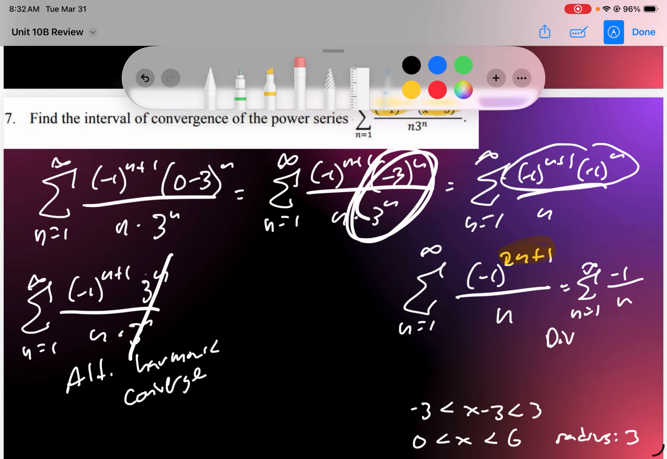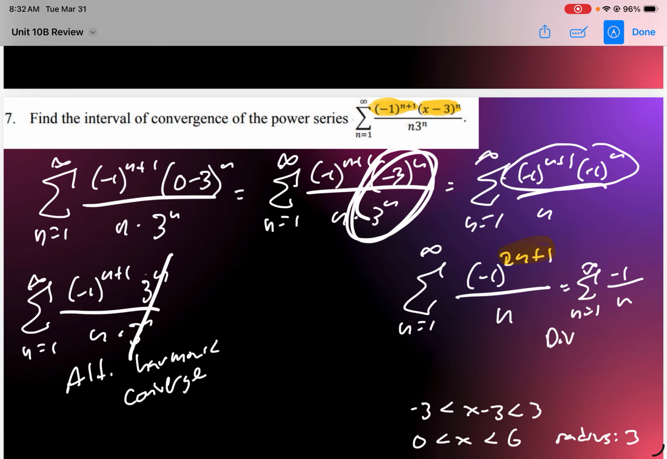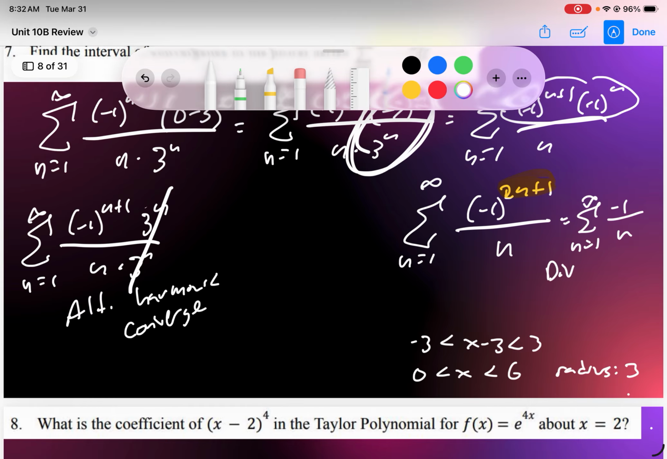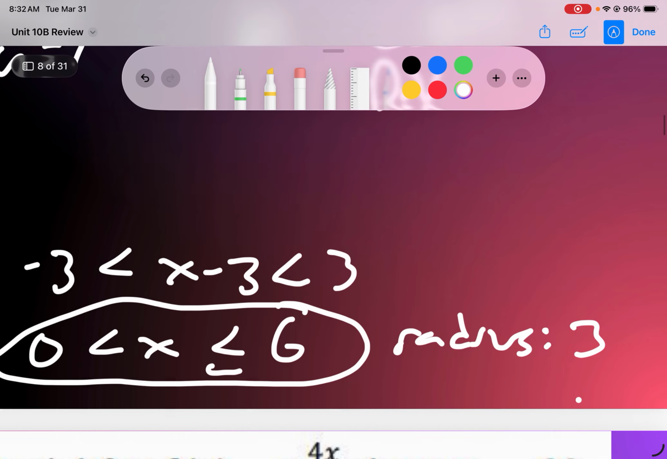So usually when you plug in those endpoints, they're geometric series or they're p-series. They're kind of easy to see. All right, so since I plugged in 6 and it worked, I need to include 6 in my interval of convergence. And for good measure, we said the radius is 3.